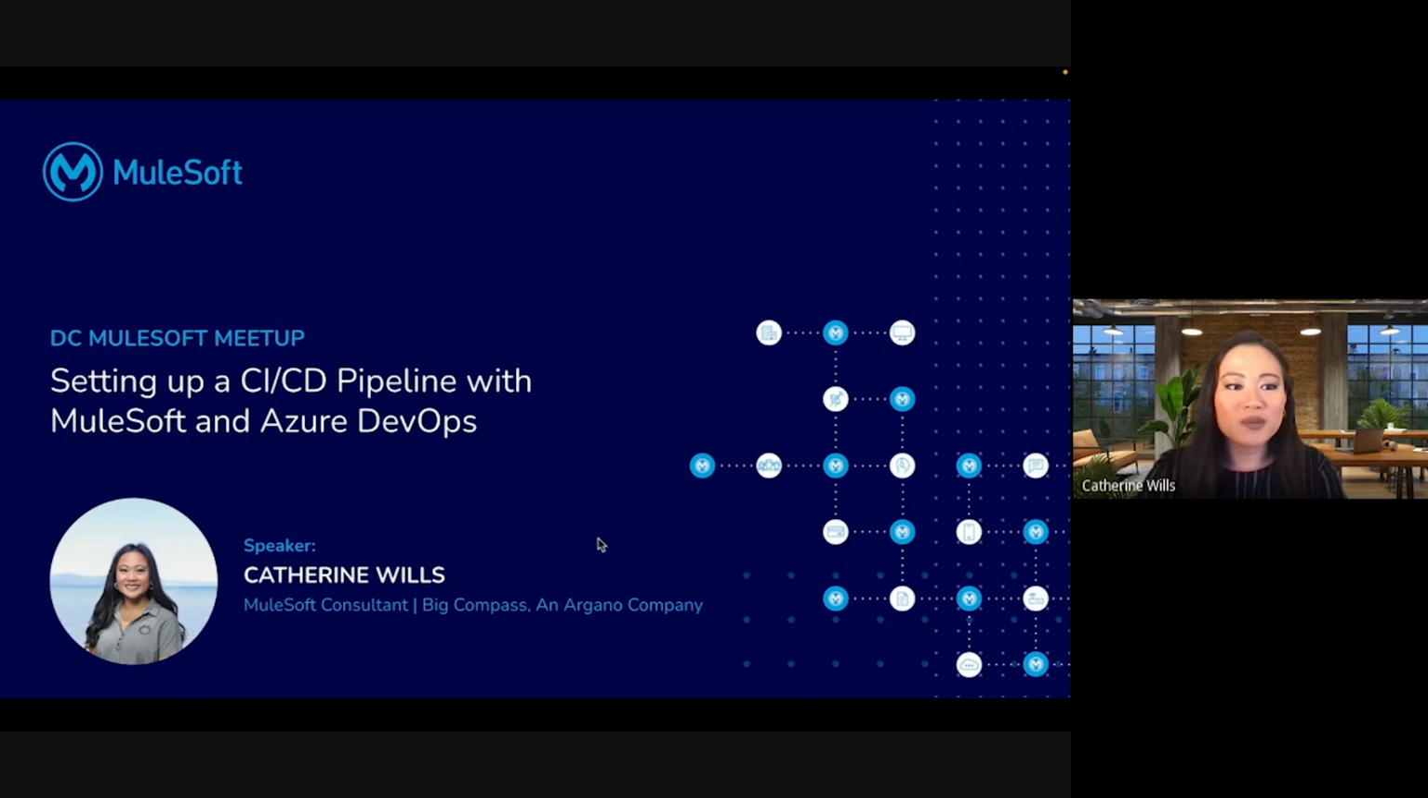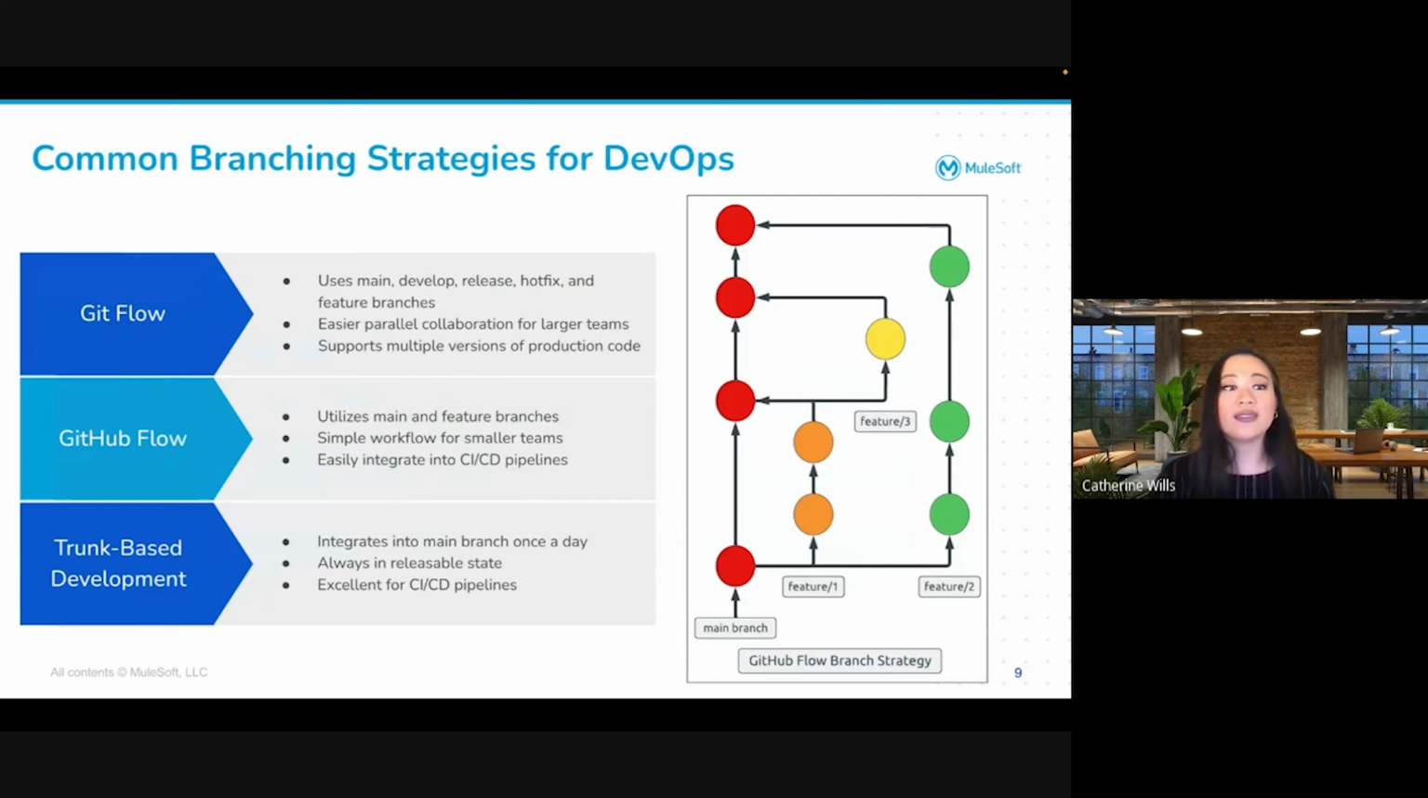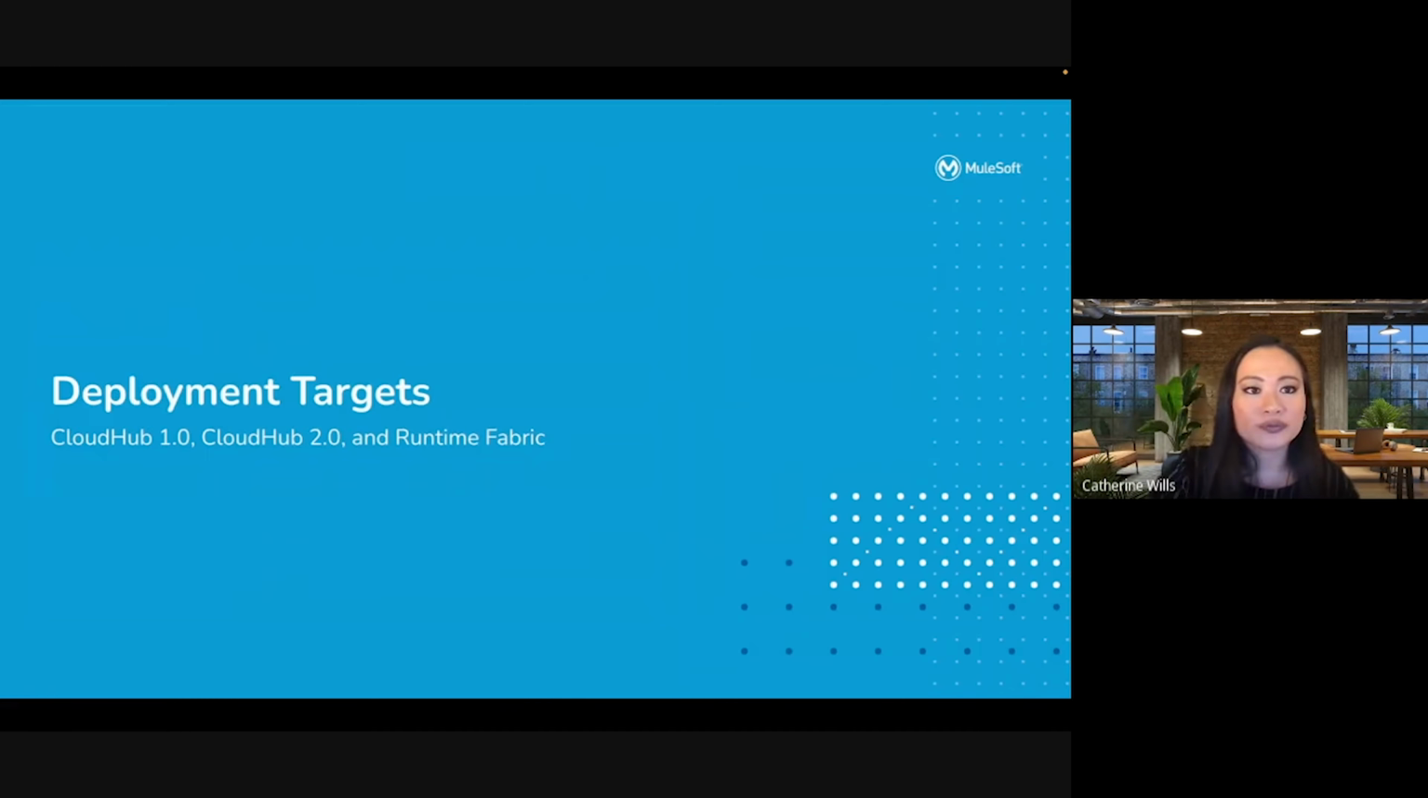The GitHub flow branching strategy, which is the one we'll be using today, utilizes the main and the feature branches in the diagram to your right here. This is easy for smaller teams, and it's easily integratable for those CI/CD pipelines. For trunk-based development, it is integrating into the main branch once a day. The idea of that is it's always in a releasable state. This branching strategy is excellent for CI/CD pipelines. But the branching strategy we'll use today is the GitHub flow one, which you see to your right, using that main branch, feature pulled off, and then going back into it.